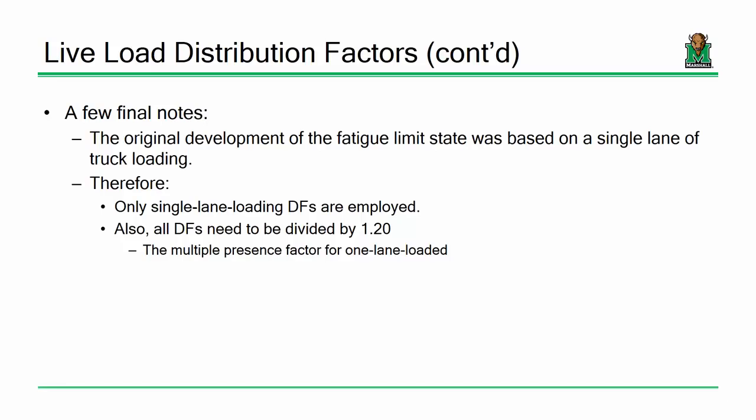When you're doing the fatigue limit state, remember the fatigue truck is just a single truck. So we only use those single lane loading scenarios. And because we are enforcing it's only a single truck, we don't use multiple presence. So you need to make sure that you're dividing that 1.2 out when you're doing fatigue, okay? Because we're not dealing with multiple trucks on the bridge. We're only counting that single truck going over and over.